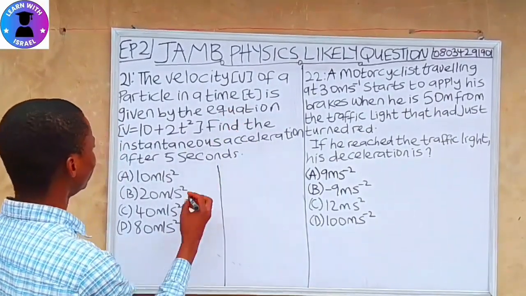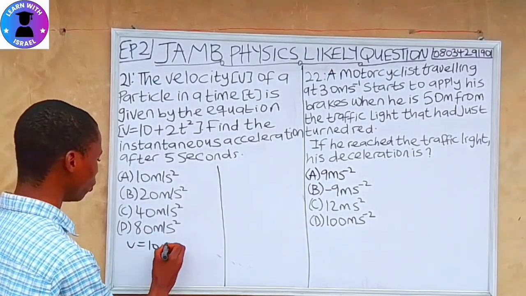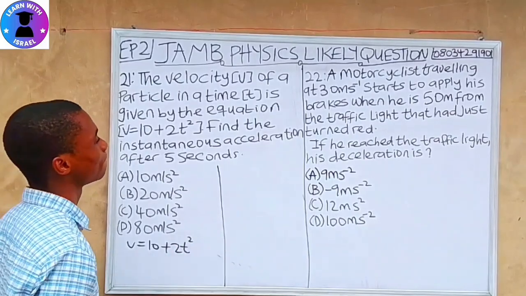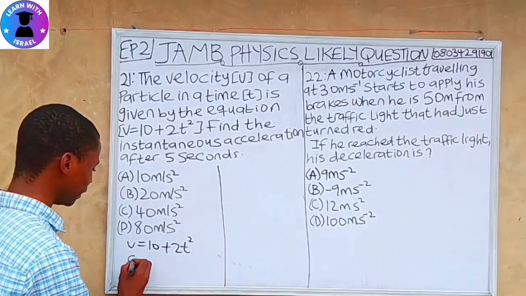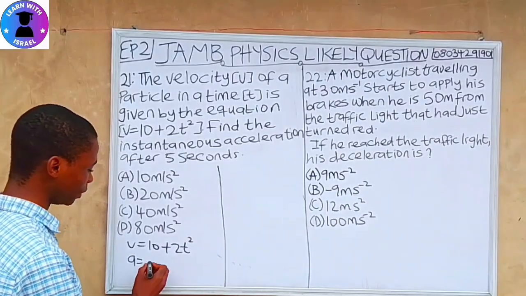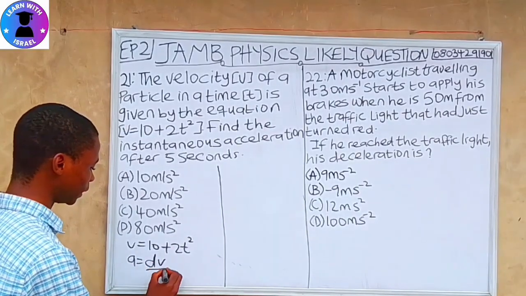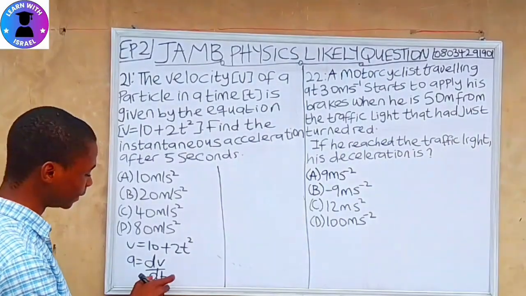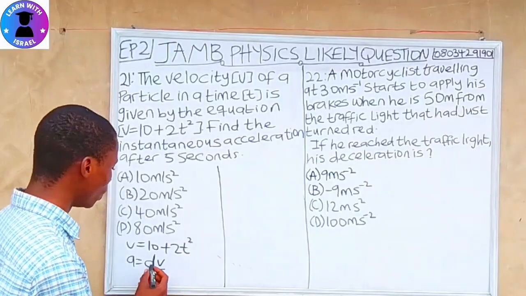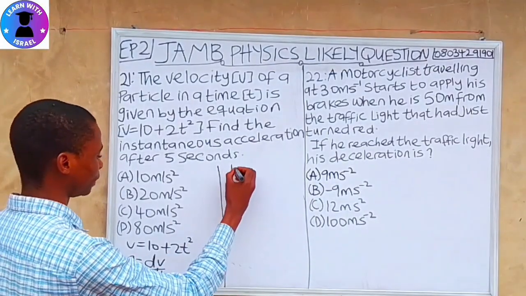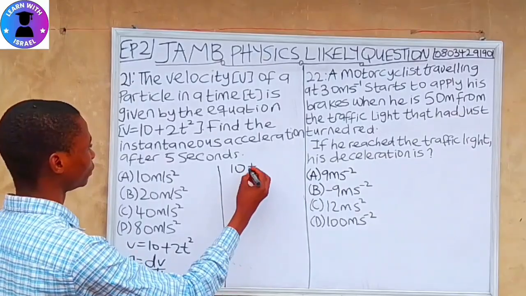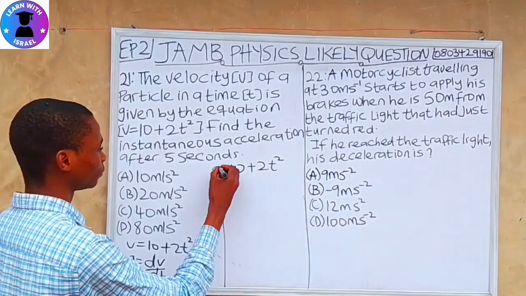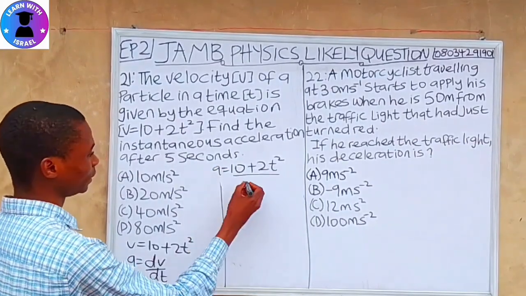Our v equals 10 plus 2t squared. So we have to find our acceleration. And the formula for acceleration is change in velocity over change in time. So this dv represents change in velocity, and this dt represents change in time. So our change in velocity is 10 plus 2t squared. So our acceleration equals that over our dt.